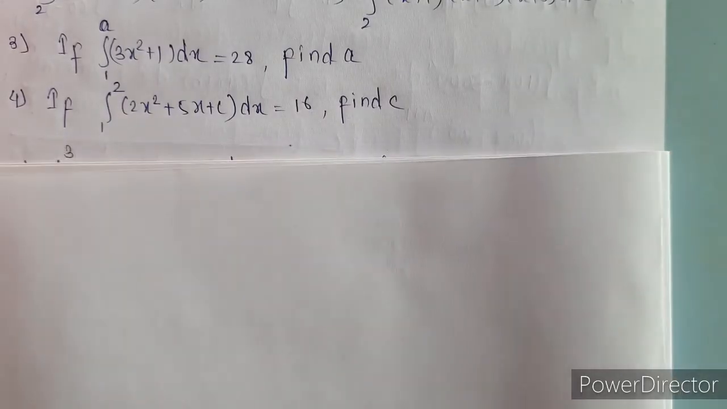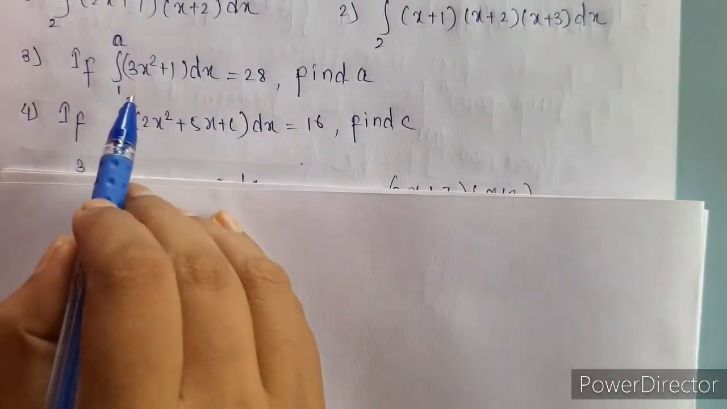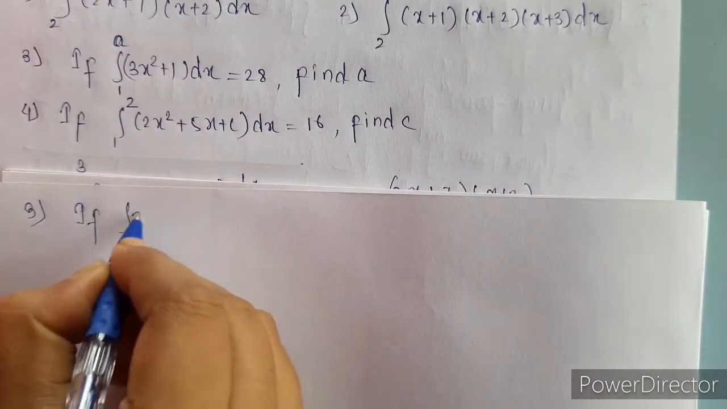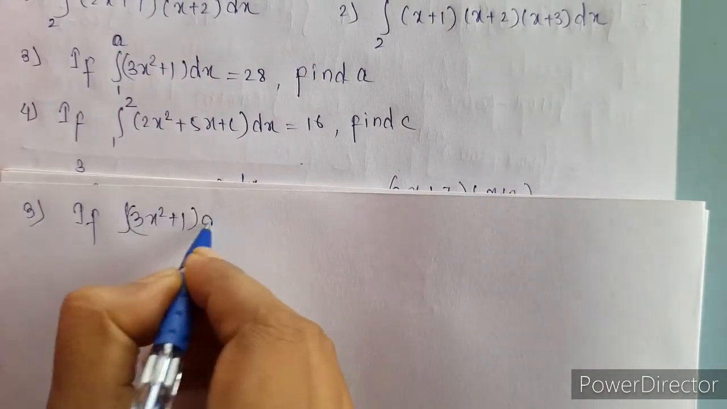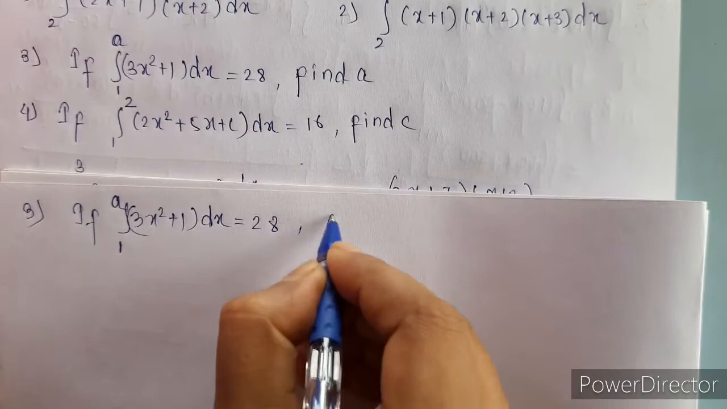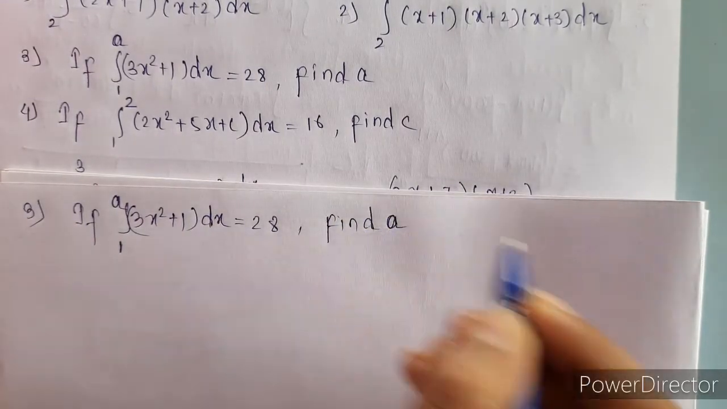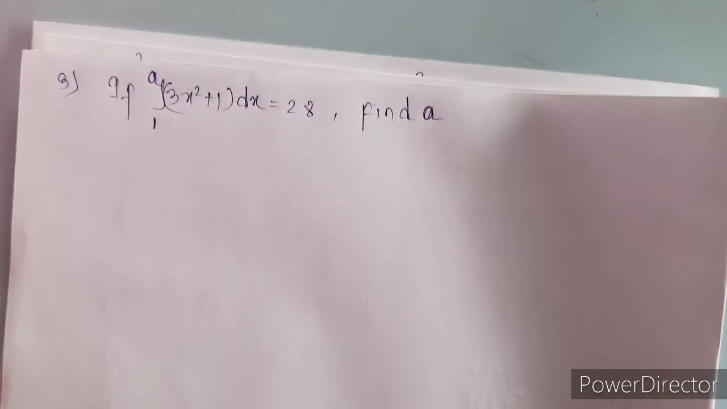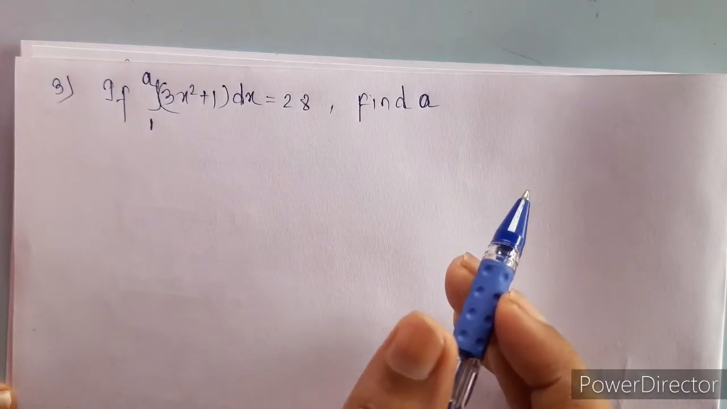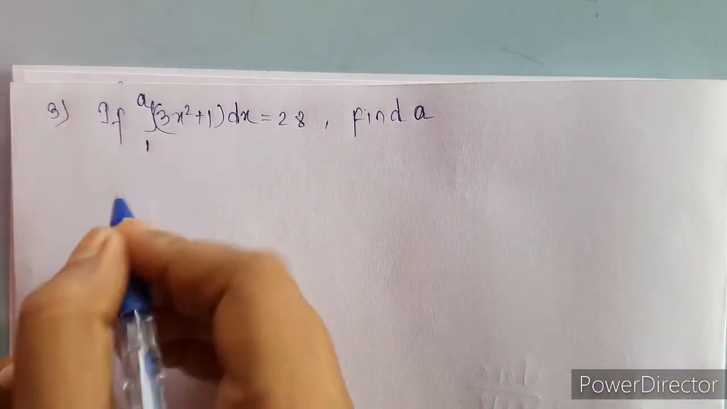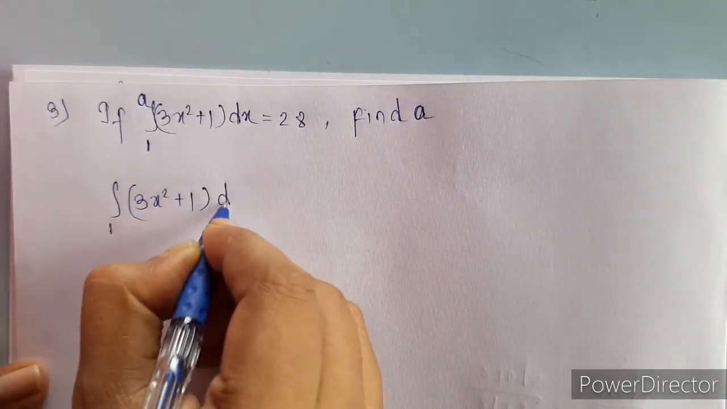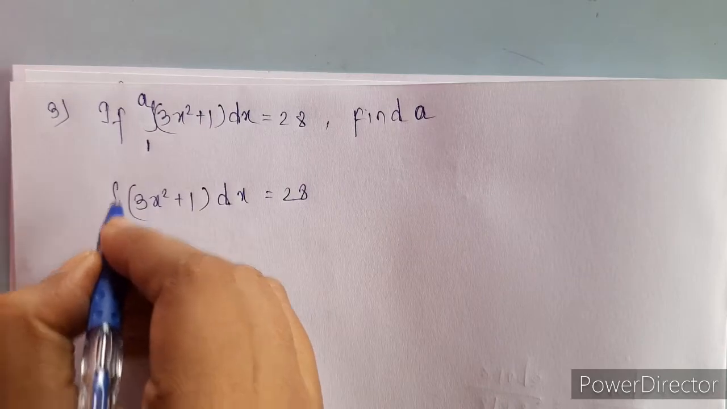Now third question, what is given? If the integral of 3x square plus 1 dx, let me copy this. If the integral of 3x square plus 1 dx from 1 to a is given as 28, then we have to find the value of a. Okay. So the value of the integral is given, we have to find the upper limit. So let's solve this first. What is given? The integral of 3x square plus 1 dx is given as 28 from 1 to a.